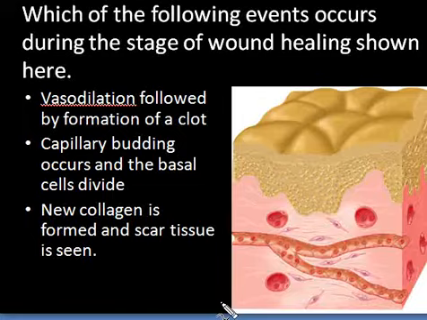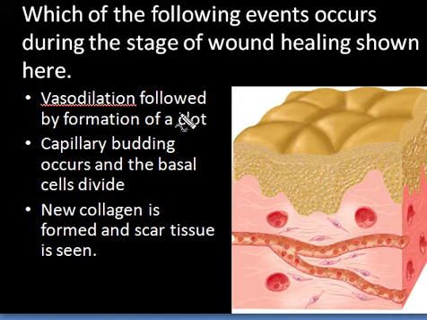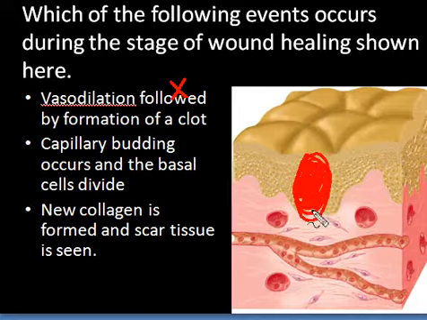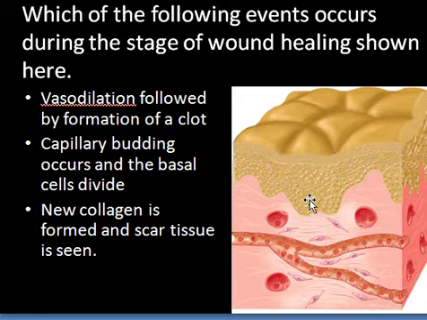So now let's look at the choices. So it says, in this stage of wound healing shown here, vasodilation followed by formation of a clot. Will this occur here? This is wrong, because this is in the first stage of wound healing, which is the inflammatory phase, where you see the clot formed up here, and that's because the blood vessels dilate, blood pours into the wound, and then a clot is formed. Now you don't see any of that, so therefore that is not the right answer.